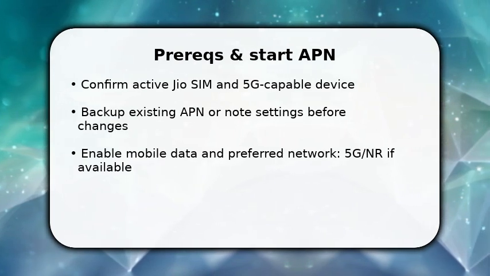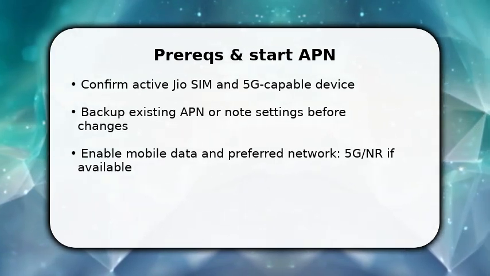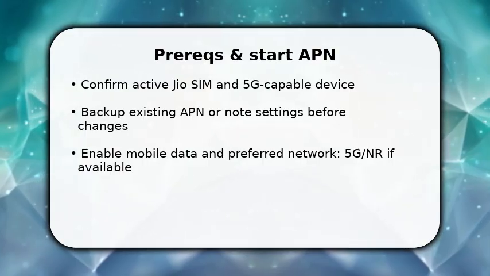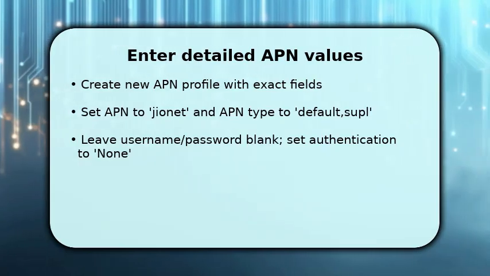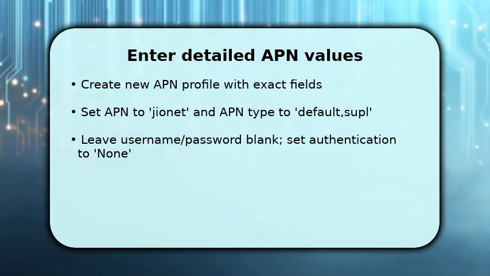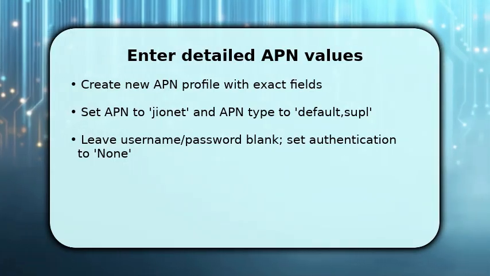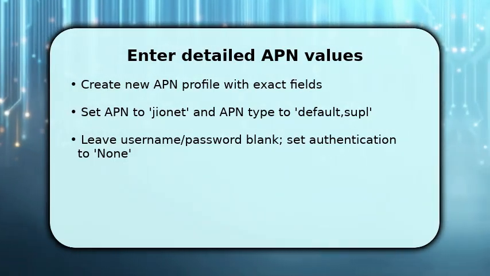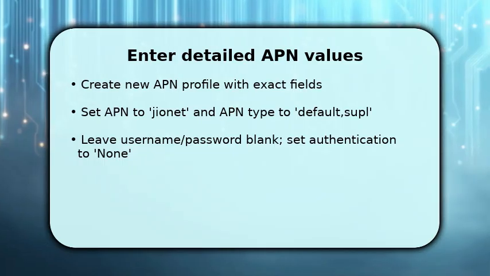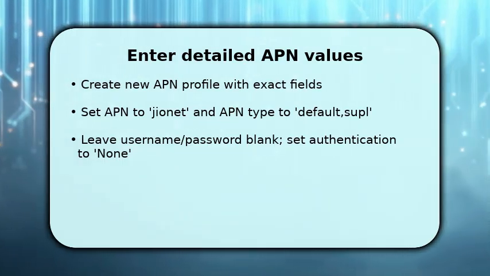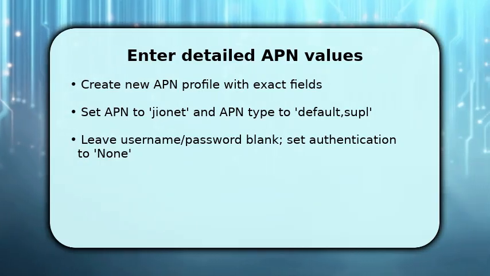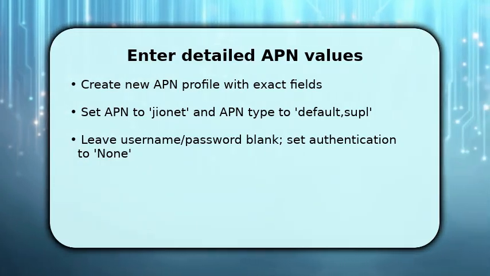You will now input the specific parameters that let your device reach Geo's 5G core. Create a new APN and type GeoNet into the APN field. Set APN type to default, supl so internet and assisted services route correctly. Make sure username and password are blank and authentication is none. Wrong credentials block connections. Also check that MCC/MNC match the SIM or are left automatic.